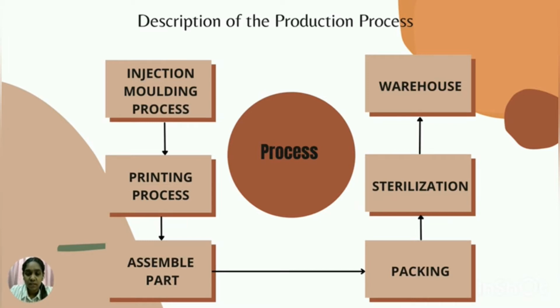Besides that, the next process is the assembly part. At the assembly part, we combine all the parts to produce a syringe, for example, the needle, gasket, and more. In the packaging process, we will pack all the syringes in an airtight wrap and seal it carefully.